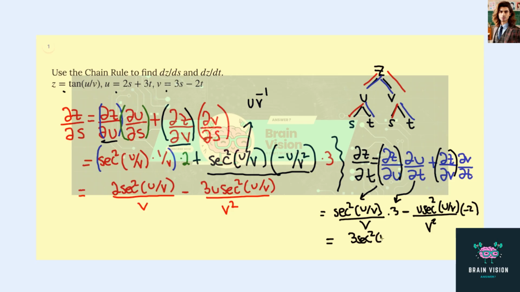3 secant squared over v. And then here you could cancel out those minuses. That'll give you a plus 2u secant squared. And this part is over v squared. And there's our final answer.